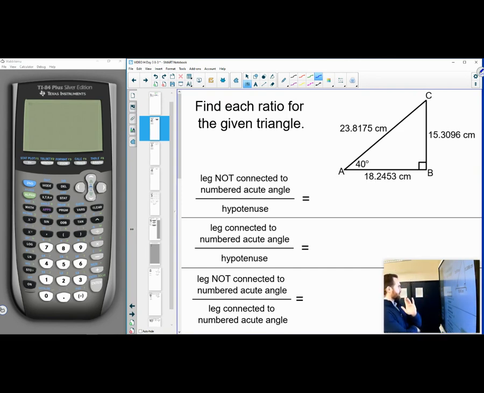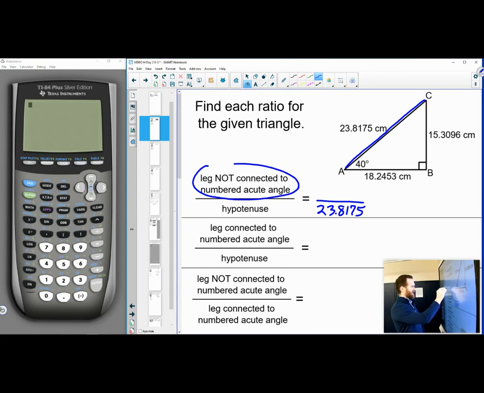So we're finding each ratio, and the first ratio is the leg not connected to the numbered acute angle compared to the hypotenuse. Okay, so the hypotenuse, that's not too bad. The denominator is pretty simple here. So the hypotenuse in this triangle, well, let's see, the right angle is an arrow pointing at the hypotenuse. So the hypotenuse is right here. So the hypotenuse would be 23.8175.